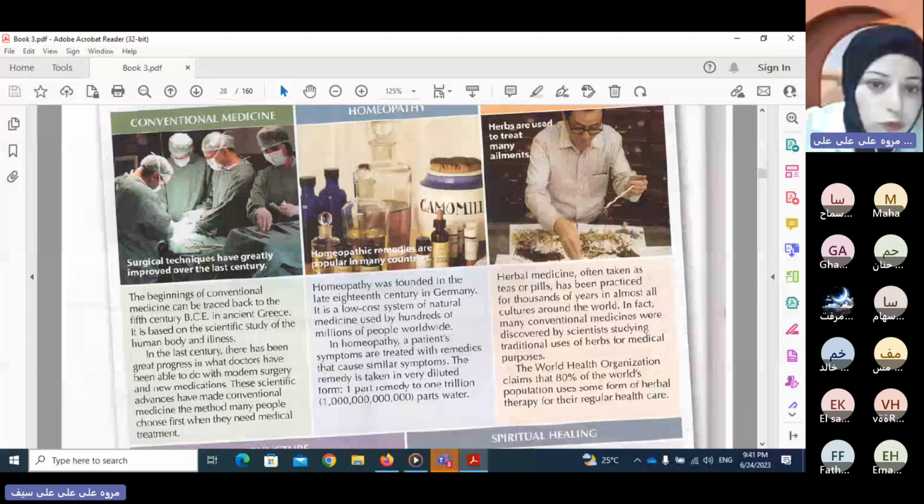Okay, see what are the doctors doing here in this picture? They are doing some surgery, the operation on the patient. This is the traditional kind of medication or medicine or treatment. Okay, very good. Does anybody have anything to add?